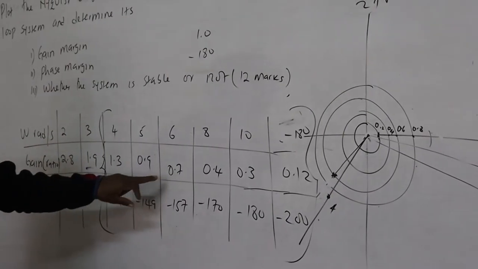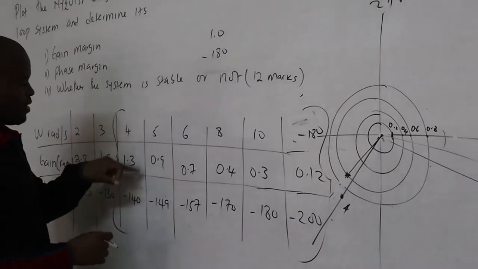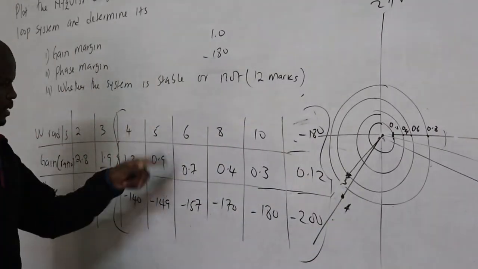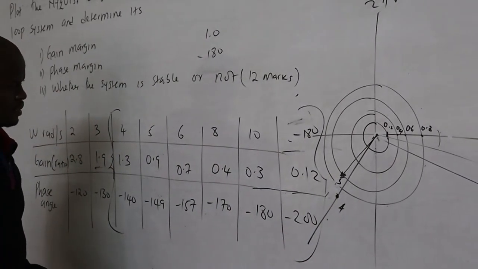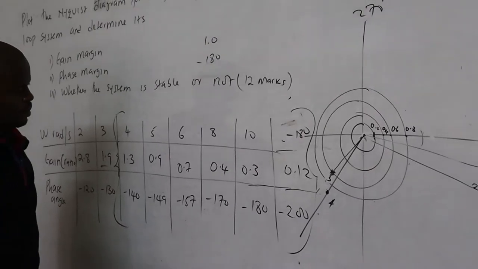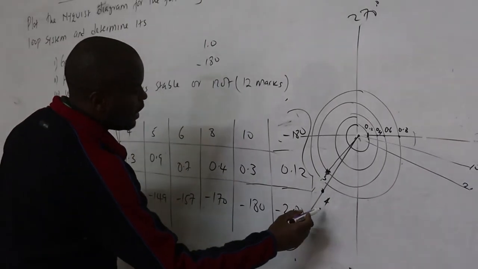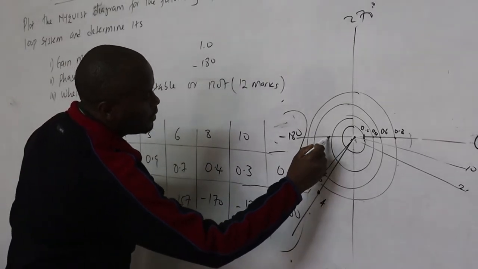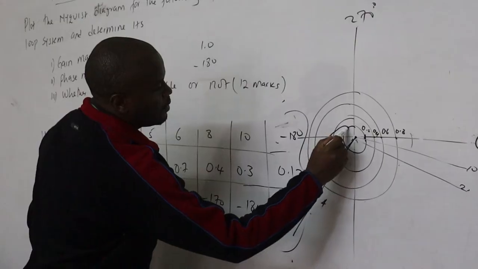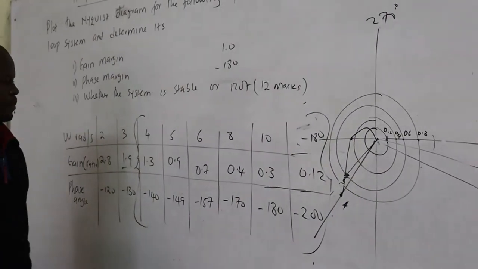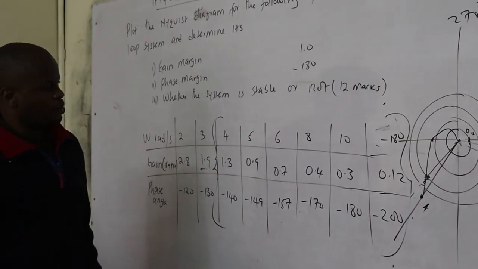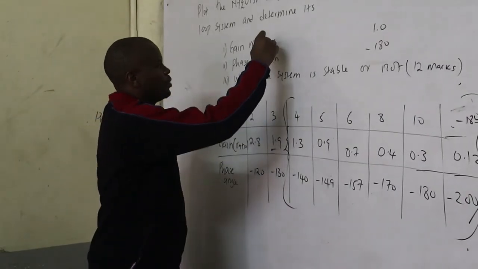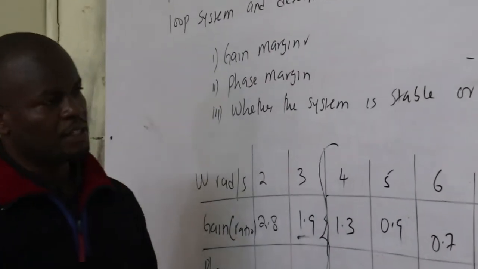Again, you do that for 0.7. You must write the corresponding frequency. So in that case, the corresponding frequency is 5. The other one is 0.7 and 6. And then after doing that, you will just join them freehand. You just join them freehand by using Nyquist. You don't use a ruler, just join freehand. Then from there, you will be able to get the gain margin and the phase margin.